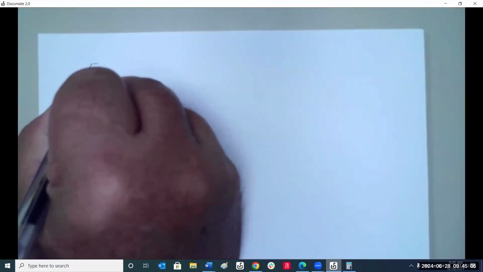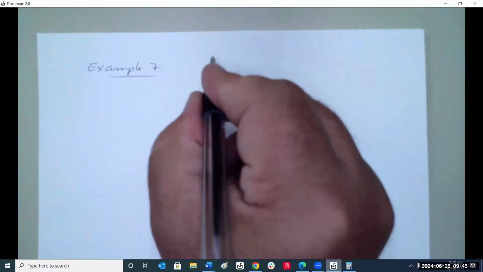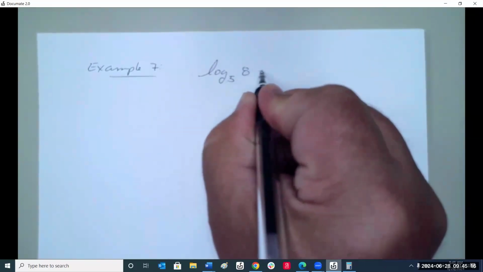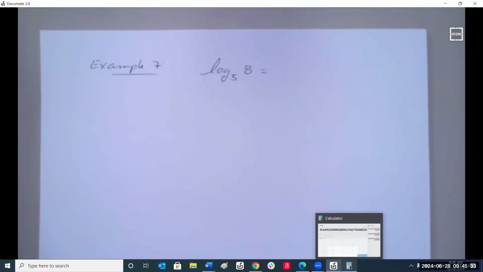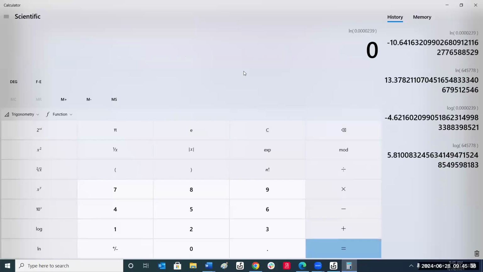Let's look at example 7. Find log base 5 of 8. So if we go back to the calculator, is this going to help us much? No, because this is log base 10. How do we fix that?